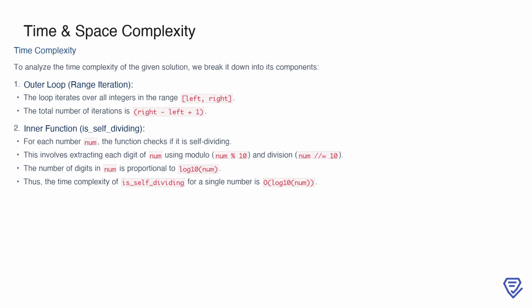This loop iterates through every number in the range, left, right. The total number of iterations performed by this loop is determined by the size of the range, which is right minus left plus 1. Now, for each number in the range, we call the is_self_dividing function to check whether the number is self-dividing. Inside this function, we extract each digit of the number using operations like modulo and integer division. The number of iterations required for this digit extraction is proportional to the number of digits in the number, which is mathematically represented as log 10 number. So, the time complexity for processing a single number within this function is O(log 10 number).